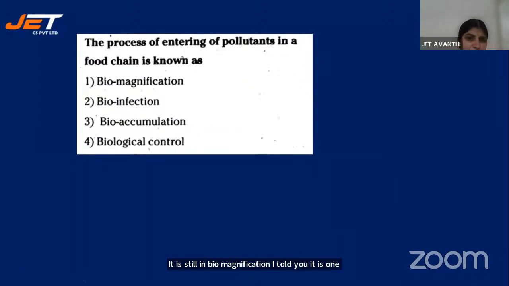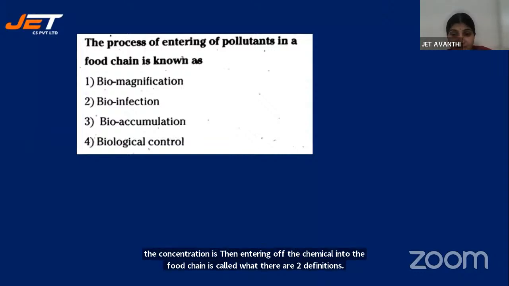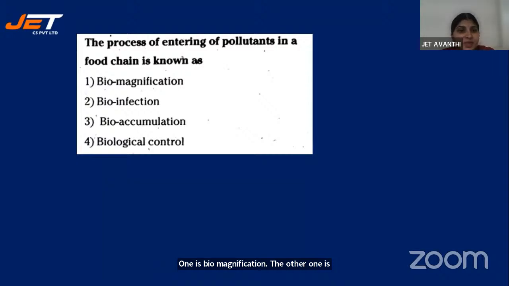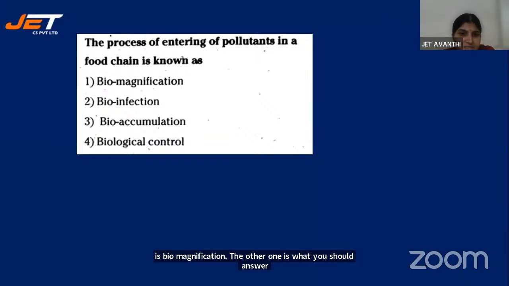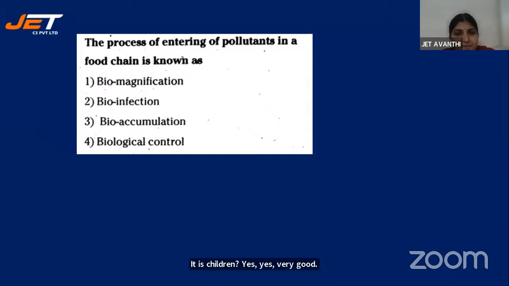The process of entering pollutants in a food chain is called. See that the increase in the concentration is biomagnification. Then entering of the chemical into the food chain is called what? There are 2 definitions. One is biomagnification and the other one is what? You should answer. Biomagnification, bioinfection, bioaccumulation, and biological control. Very good. Navaneet, Manasa, Chetan. Yes, children. It is bioaccumulation. Vaishnavi, Vardhan. Bioaccumulation, children. Very good. Nice.